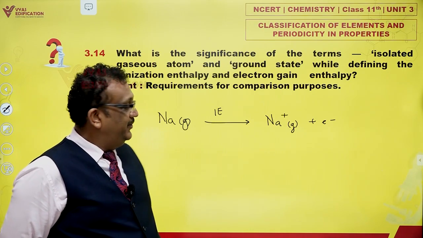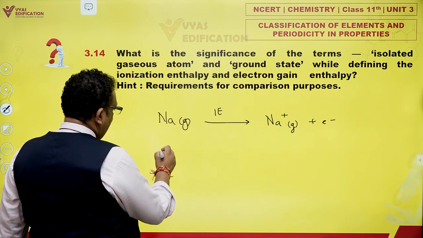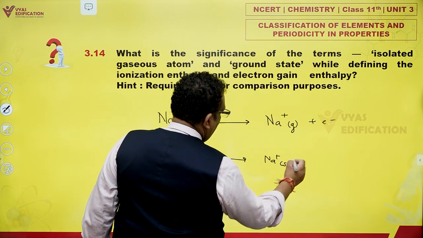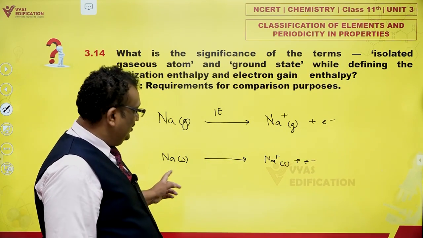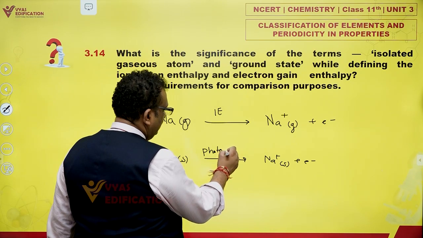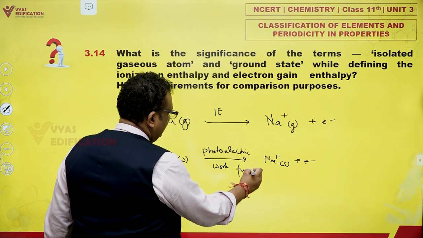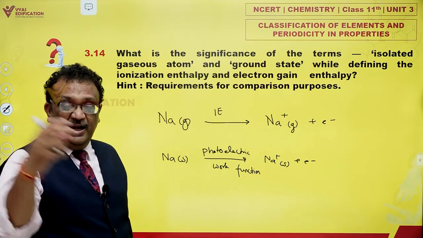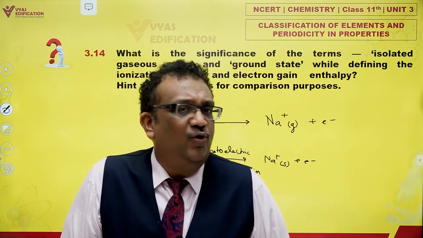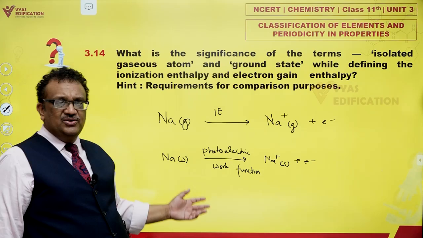See, the thing is very simple. Instead of gaseous, had I had something like Na solid giving me Na plus solid plus electron, this would have been photoelectric work function. Why? Light falls on solid metal, electrons are ejected, you get ions. What is this? This is clean photoelectric work function, nothing else. So, this is not ionization energy.